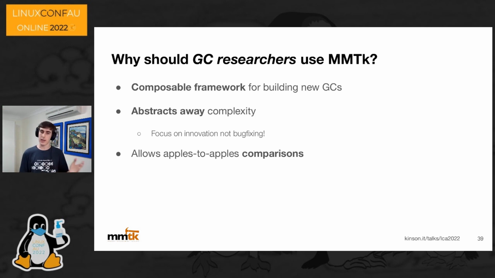It abstracts away the complexity because it's behind this API, which means that GC researchers can focus on the thing they know best, GCs, and they don't have to worry about all of those software engineering details that I talked about beforehand. And possibly most importantly, it enables apples-to-apples comparisons between different garbage collection algorithms running on the same or even different language runtimes.